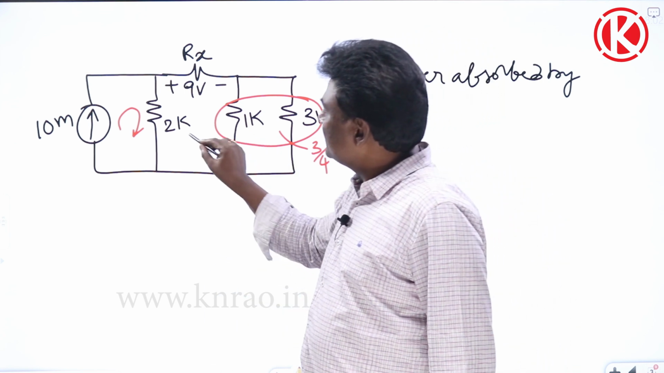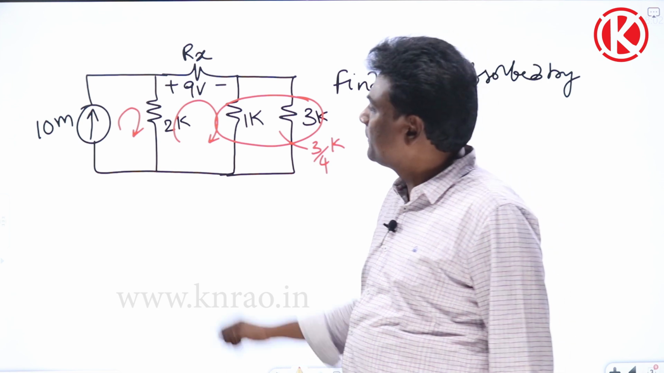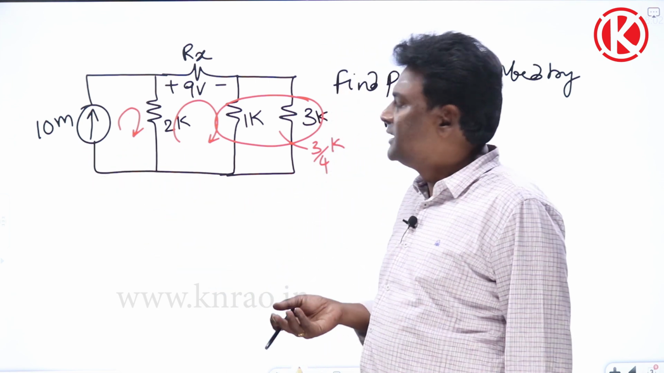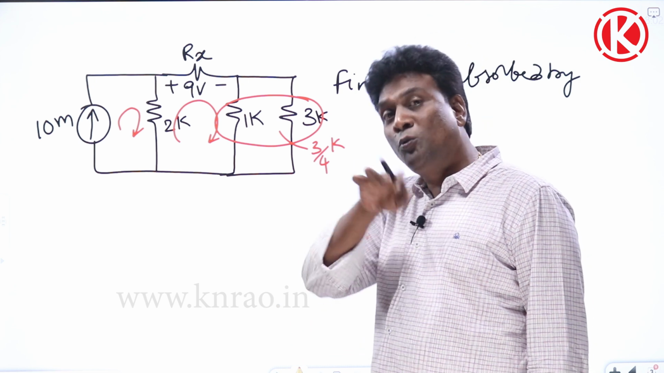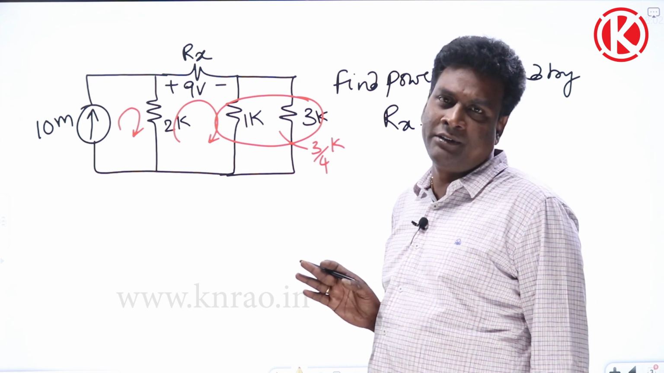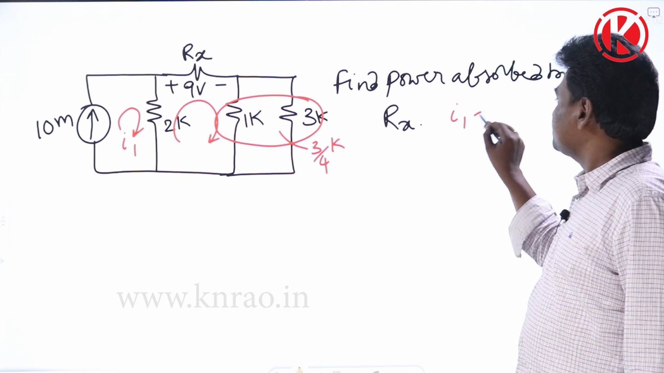Now, if I think of applying KVL around this and around this mesh analysis directly, we already discussed multiple times: if a current source is connected at the outermost loop, in that particular mesh we need not apply KVL. Directly, I can say that I1 equal to 10 milliampere.